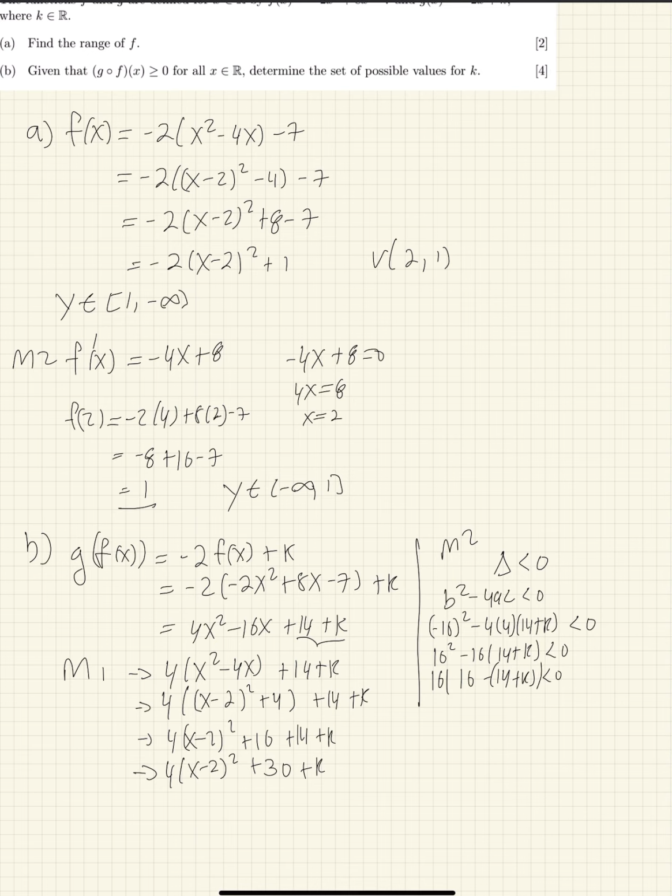And here you're just going to pick whatever seems easiest. I'm doing this because it allows for fewer calculations. 16 minus 14 is 2, minus k. It's got to be less than 0. 32 minus 16k is less than 0. 32 is less than 16k. k should be greater than 2. Uh-oh. I'm not getting the same answer.